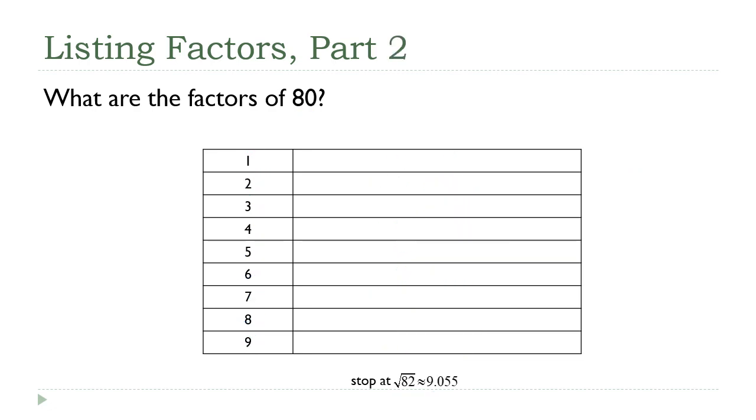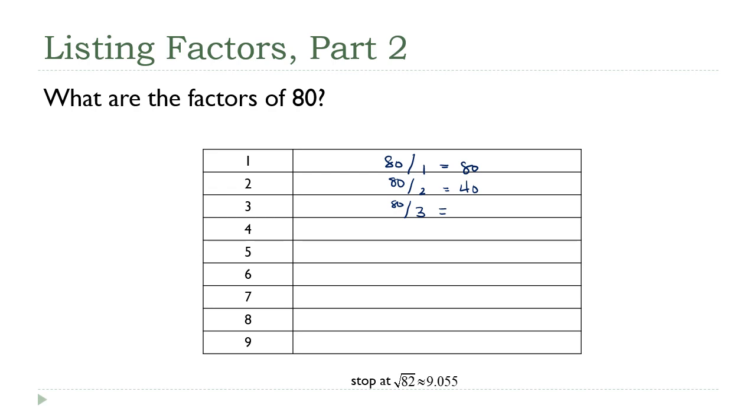All right, so let's try another one here. Very similar number, right? I only changed it by just a little bit. All right, so let's see if we can find the factors of 80. Well, 80 divided by 1 is 80. So that is a factor. 80 divided by 2 is 40. That's good.